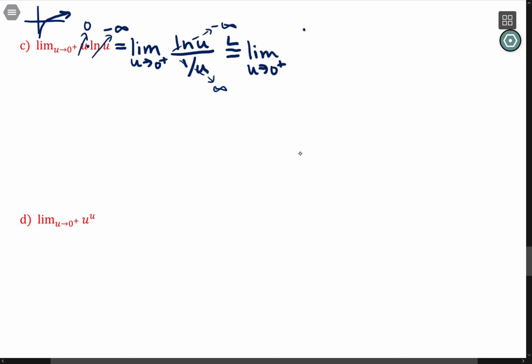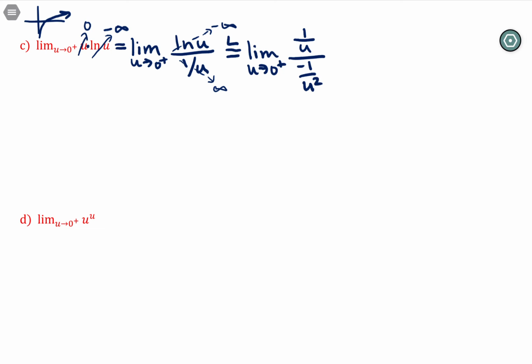the derivative of the top is a 1 over u. The derivative of the bottom is a negative 1 over u squared. Remember, 1 over u is u to the negative 1. So we get negative u to the negative 2. Which is still an infinity over infinity, infinity over negative infinity. But this one we can apply some algebra to.